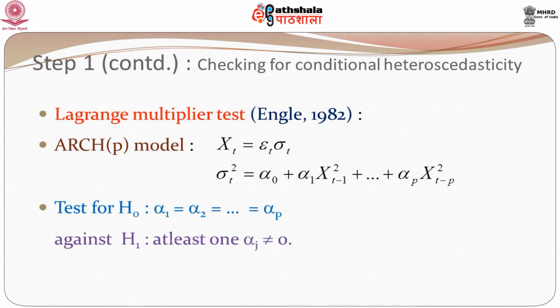Now, when you do this, you need to have an alternative. So, the alternative is that all the alphas are not equal to zero. If some of the alpha j's, j running from 1 to p of course, are not equal to 0, then there is some dependence in the past, and we will say that there is a heteroscedastic effect. Assume that epsilon t is IID with mean 0 and variance 1.